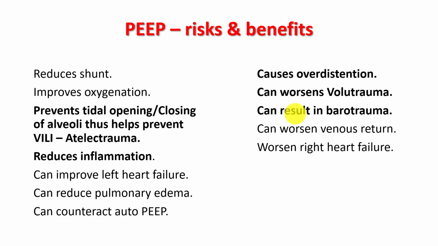The other thing you have to remember is the risks and benefits of PEEP. So PEEP can reduce shunt and improve oxygenation, and it can also help prevent atelectrauma by preventing the opening and closing of the alveoli. It can reduce inflammation in the lungs as well. And we already talked about that it can improve left heart failure, pulmonary edema, and can counteract auto PEEP. However, PEEP can also result in overdistension and worsen volume trauma. It can also result in barotrauma and worsen the venous return, and can certainly worsen the right heart failure.